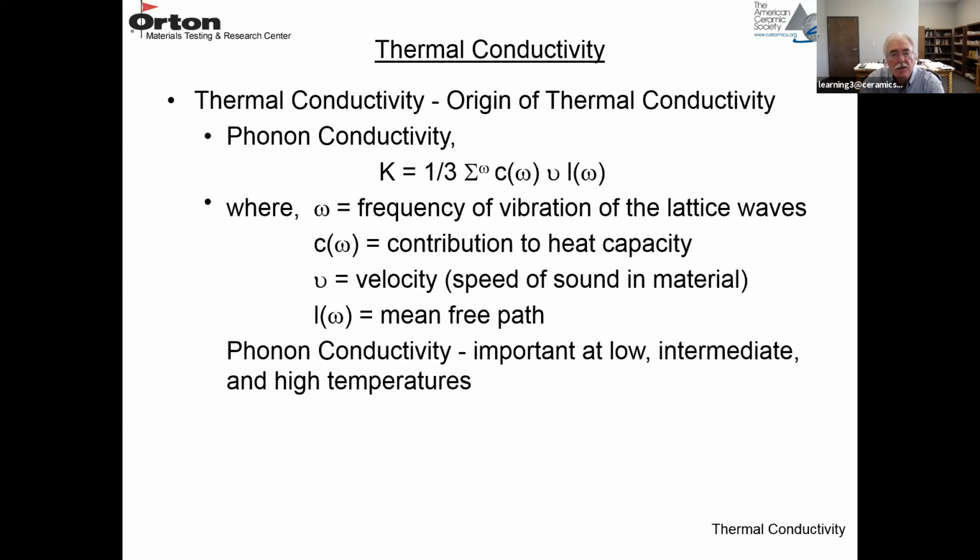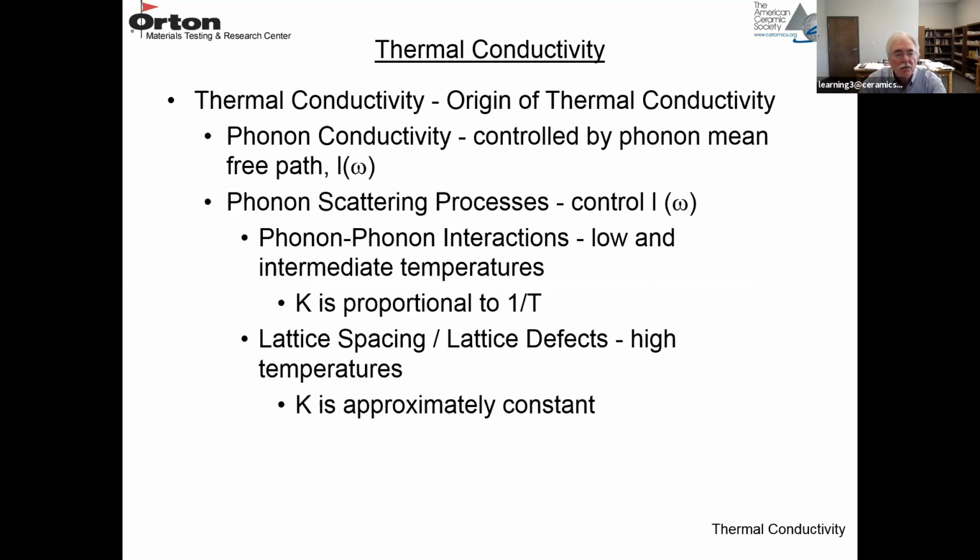So if you look at that equation, the heat capacity is pretty much constant from room temperature and up. We just discovered that. The velocity of sound is a constant. So the real variable is the mean free path. The mean free path is what's controlling the phonon conductivity, or the thermal conductivity. In phonon scattering processes, you can have two types. You can have phonon-phonon interactions where two lattice vibrations interact and limit the mean free path. Or you can have the lattice or lattice defects that are limiting the mean free path.